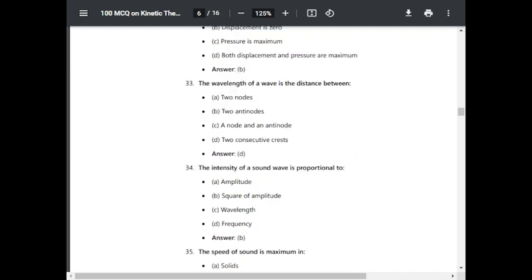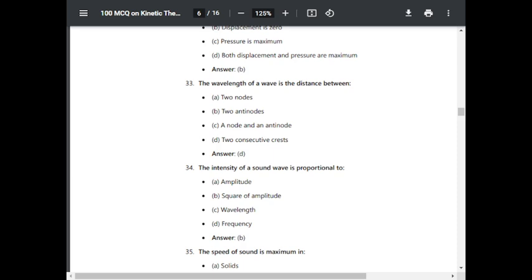Question number 33. The wavelength of a wave is the distance between: option A, 2 nodes; option B, 2 antinodes; option C, a node and an antinode; option D, 2 consecutive crests. The correct answer is D, 2 consecutive crests. The wavelength of a wave is the distance between 2 consecutive crests.